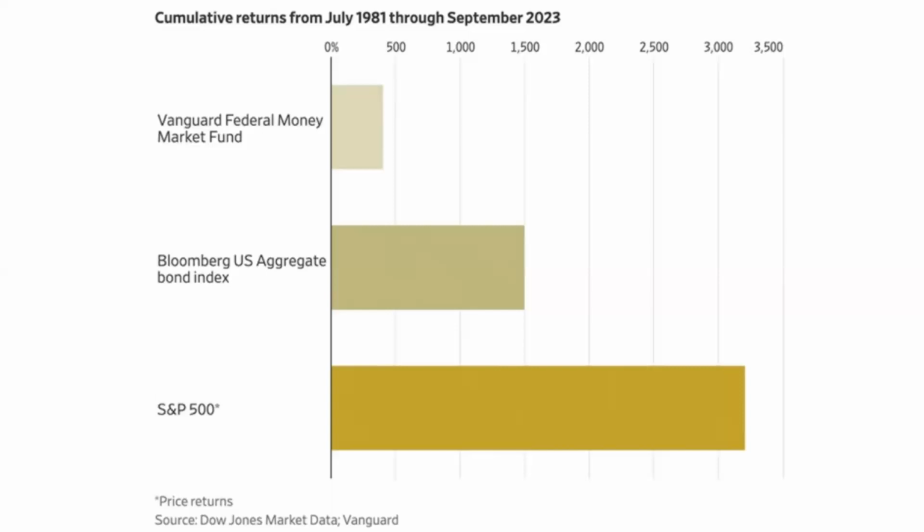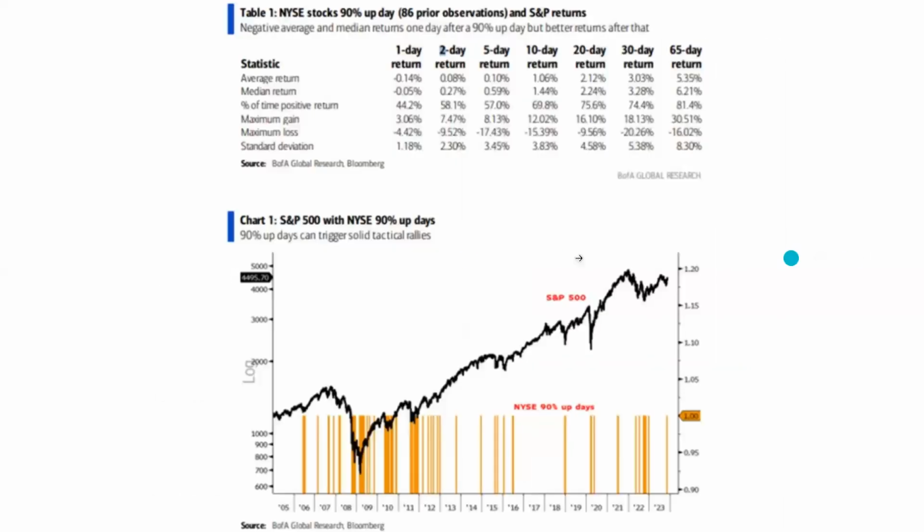So even though interest rates and yields are very attractive, people are still saying, hey, the S&P 500 overall gives out better cumulative returns. So I need to take some of that money out of these money market funds, and some out of my bonds, and put it back to work in the stock market.